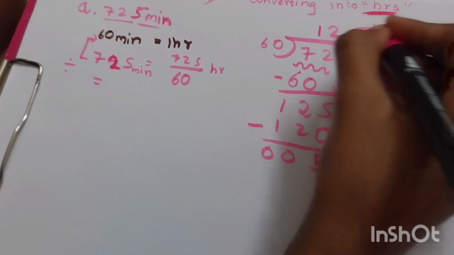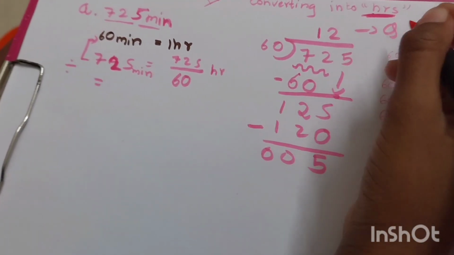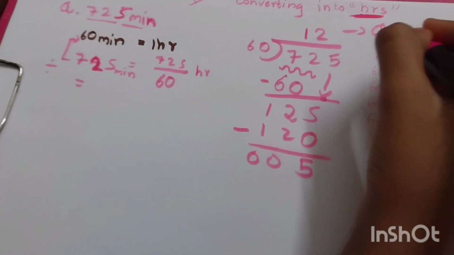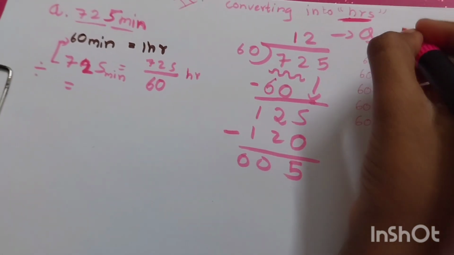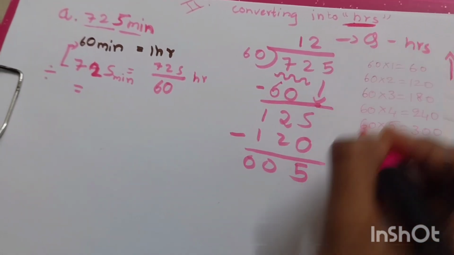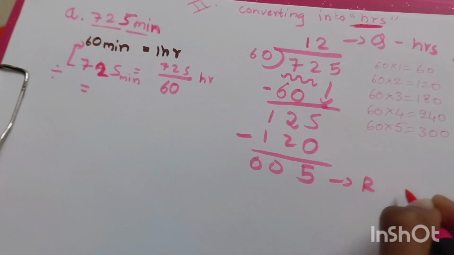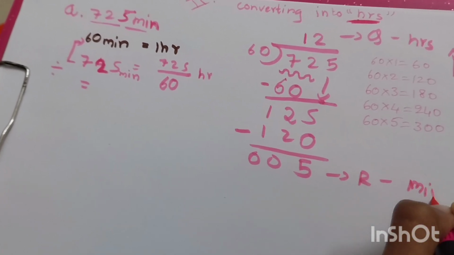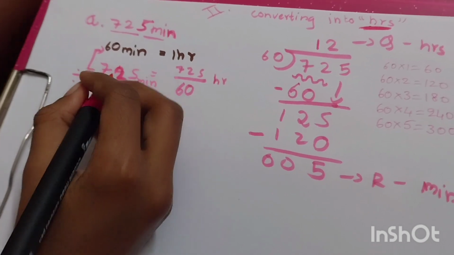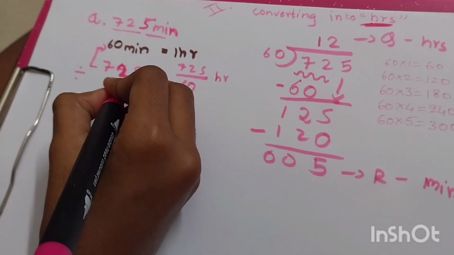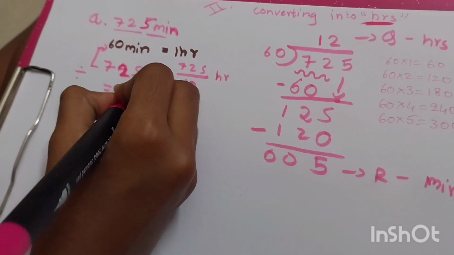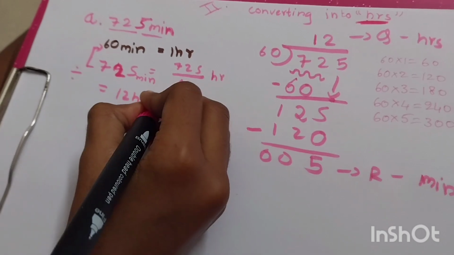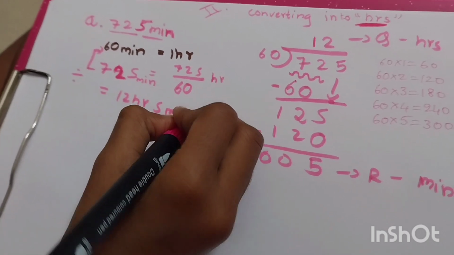So this one is the quotient. It is hours. And the remainder, what is the remainder? 5. Yes. That becomes minutes. So the answer is? The answer is 12 hours. I'll write 12 hours, 5 minutes.